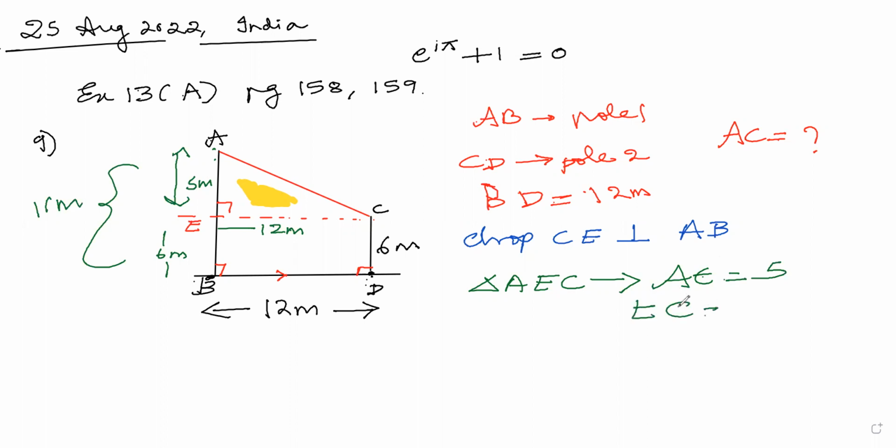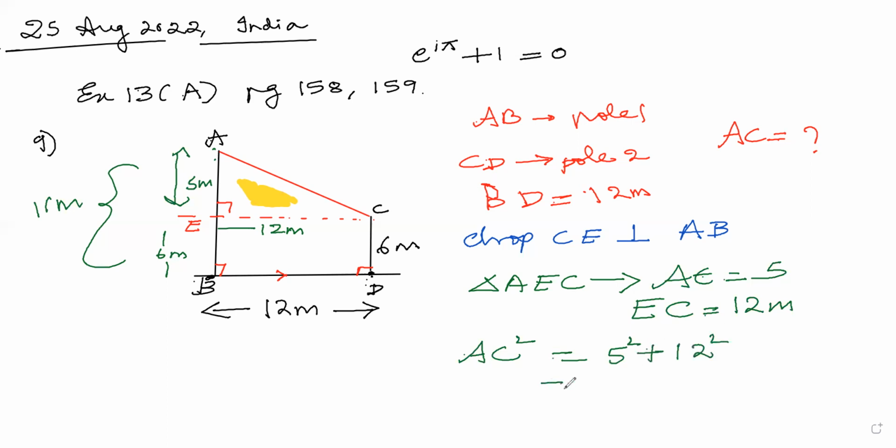EC is equal to 12. That's the other leg of the triangle. And I need AC. AC becomes the hypotenuse in the triangle marked in yellow, which is a right angle triangle. Simply apply your Pythagoras theorem. So what is AC square? It is equal to 5 square plus 12 square.